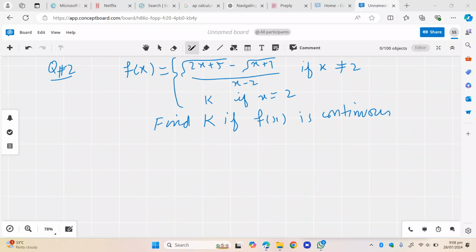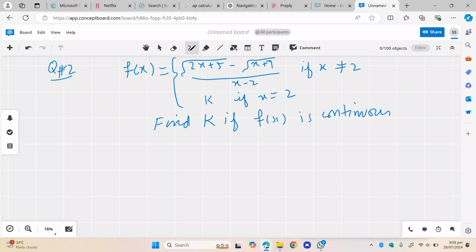Okay, so we have another question. f of x is equal to 2x plus 5 under the square root, minus x plus 7 under the square root, divided by x minus 2 if x is not equal to 2, and the function is equal to k if x is equal to 2.